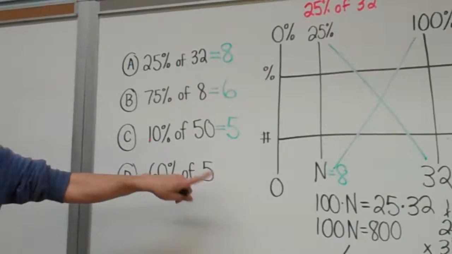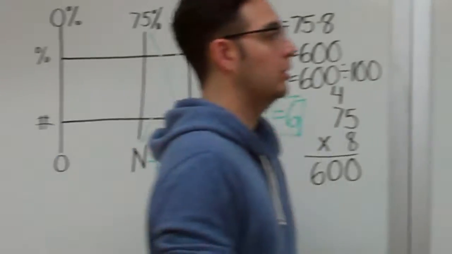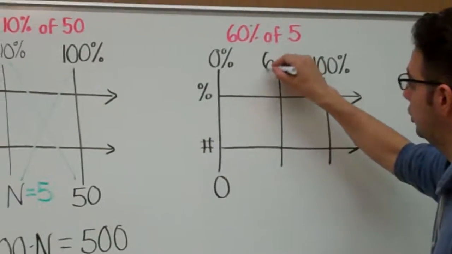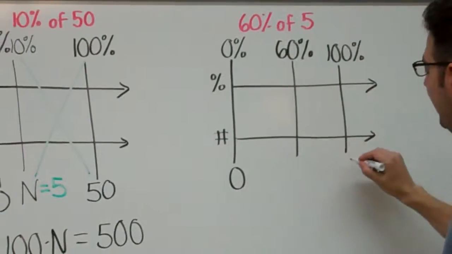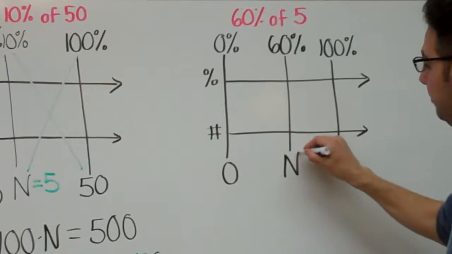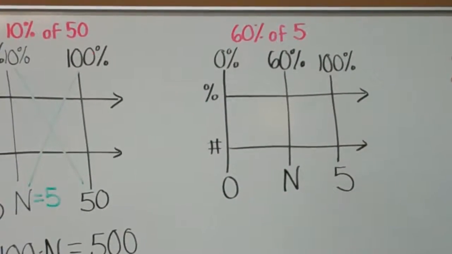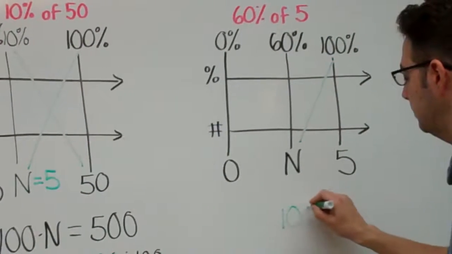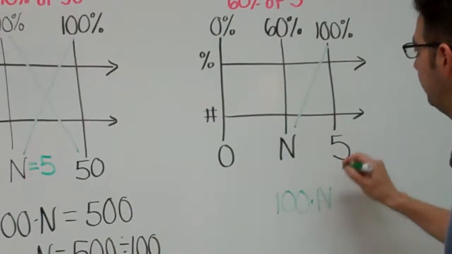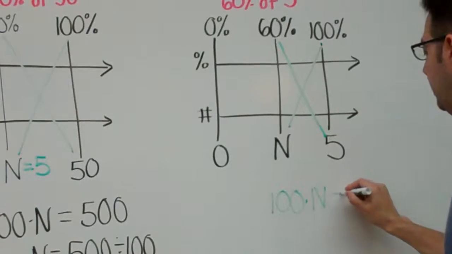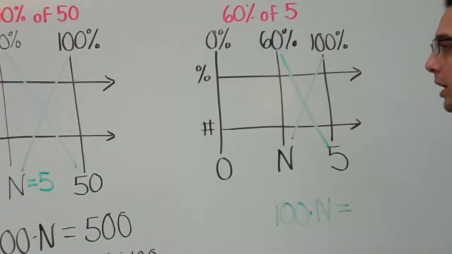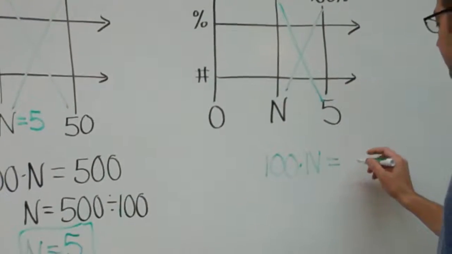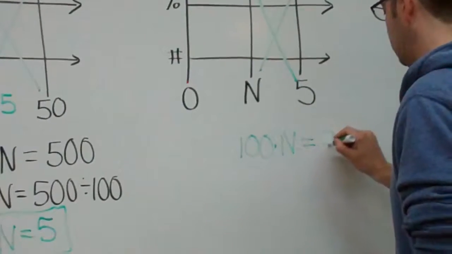60% of a small number. So maybe this one is going to win. 60% goes right about here. Oh, the 5, put the 5 here. Oh, this one doesn't look that bad either. Same thing, cross multiplication, 100 times n, 60 times 5. Go ahead and call out what is the answer of 60 times 5. If you said 300, you were correct.